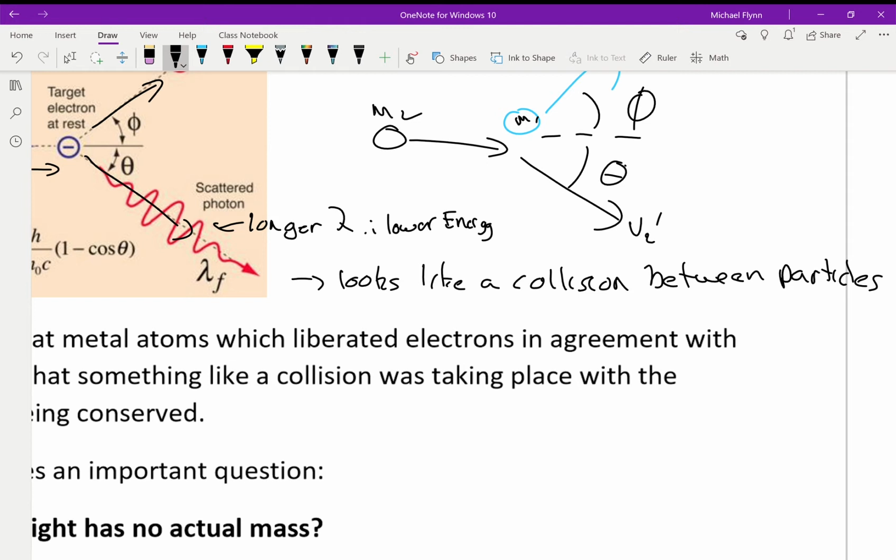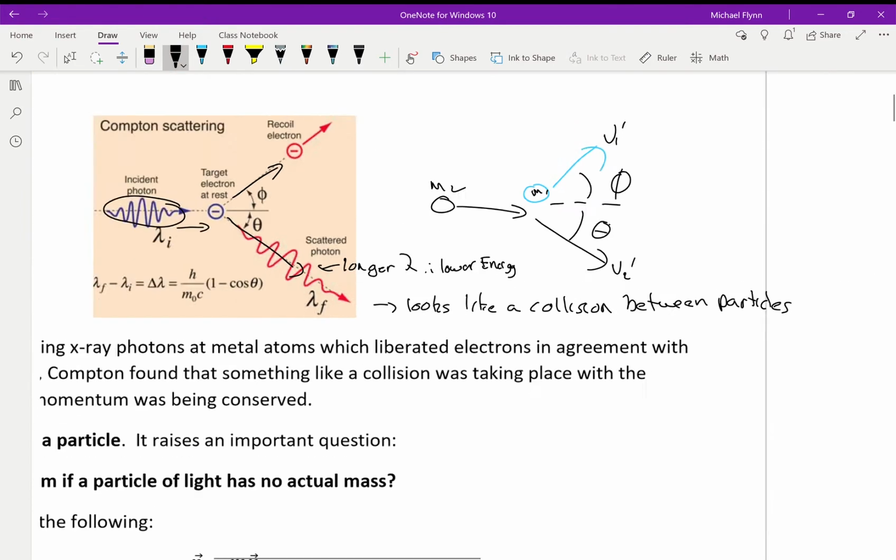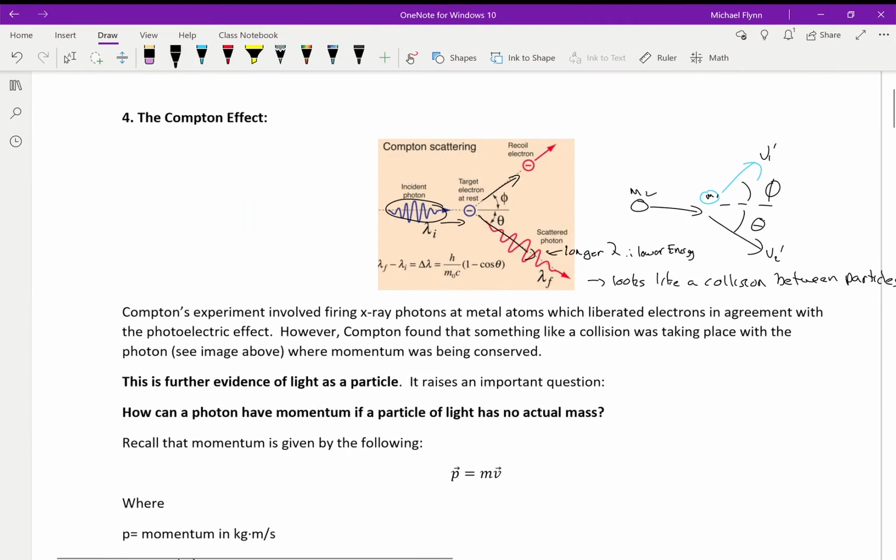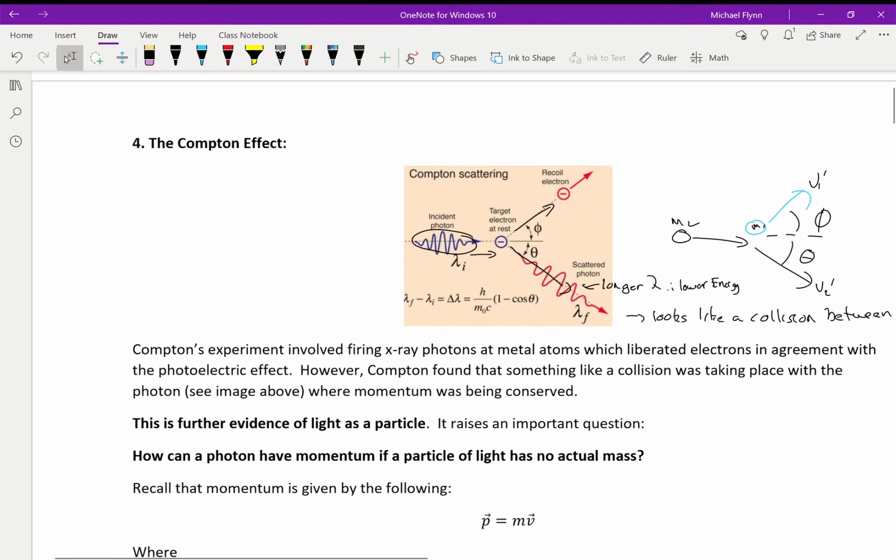Newton thought they had mass. But here's the deal. They don't actually have any real mass. But we can go to Einstein for some inspiration here, okay? And we'll get to that in a moment. Anyway, long story short, Compton found something like a collision was taking place where momentum was being conserved. So this is therefore particle-like behavior. Again, the wave theory fails to predict this.